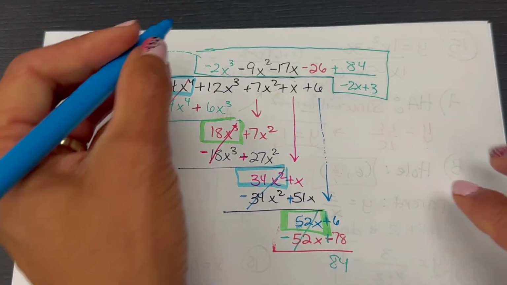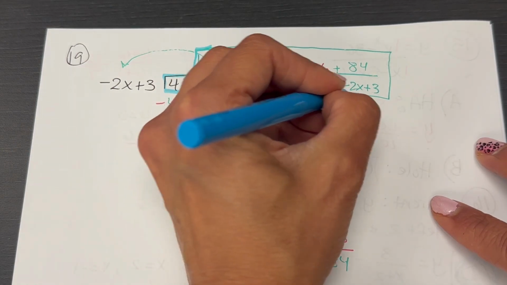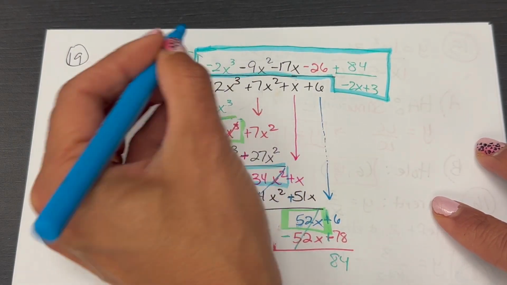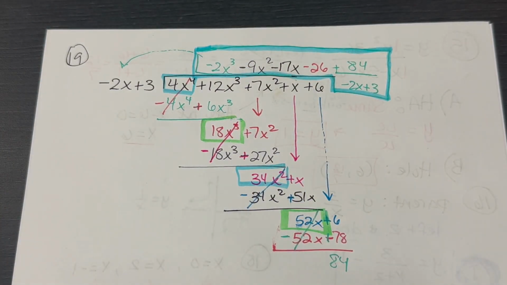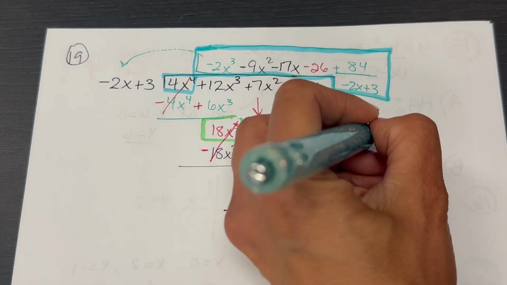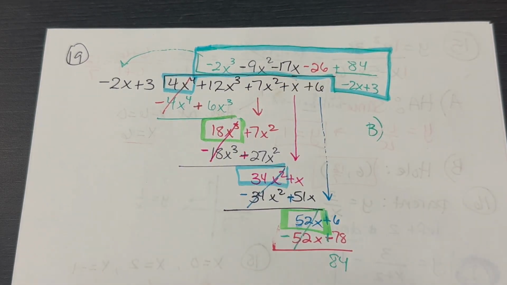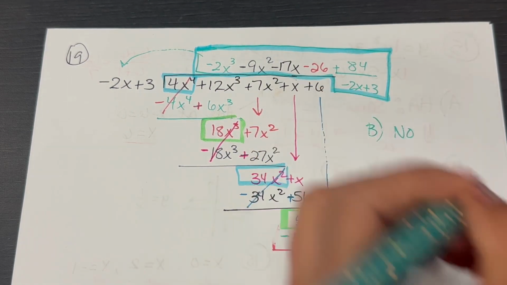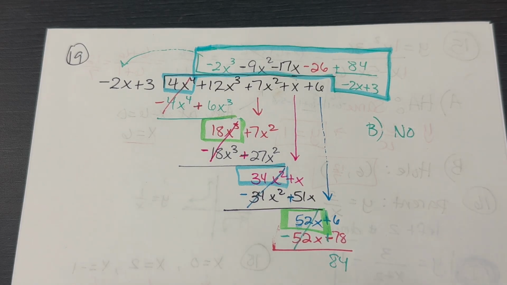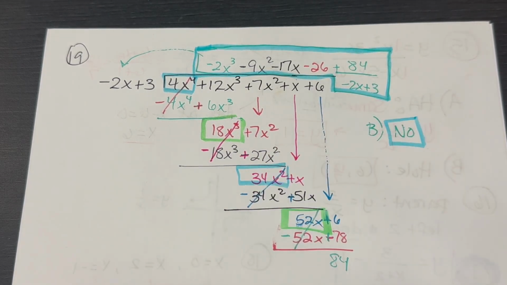Because there is a remainder, that means that negative 2x plus 3 did not divide evenly. If it did, I would get a 0 remainder. So for part B, it says, based on your answer in part A, is negative 2x plus 3 a factor? The answer would be no. It did not divide evenly, so no, it's not a factor. And that was 19.